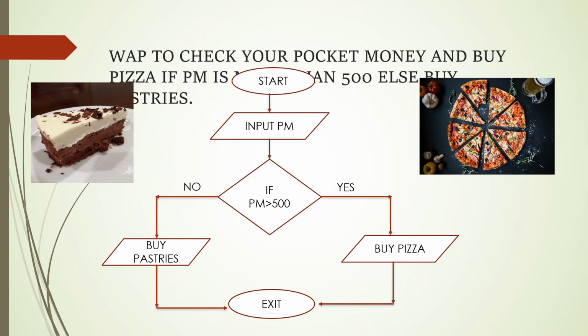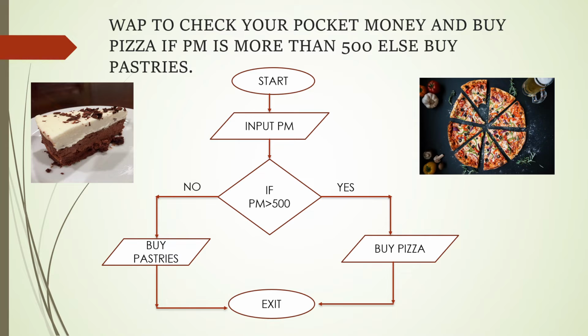Next, we will see what the program is. Write a program to check your pocket money and buy pizza if pocket money is more than 500, else buy pastries. So we collect some pocket money and at the end of the month we check what the total amount is and we buy something. Today we are in a mood to eat something good, like either pizza or pastries. We will be happier if our amount is larger, more than 500, then we will be able to enjoy a whole pizza. And if it is less than 500, then pastries would also work because it is also not a bad option.